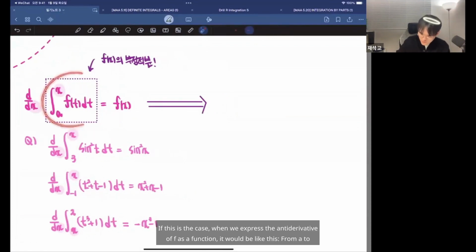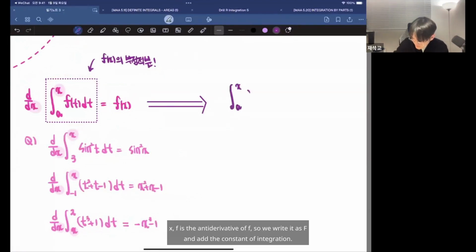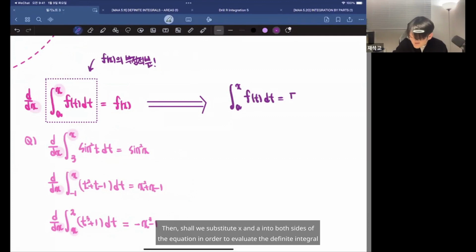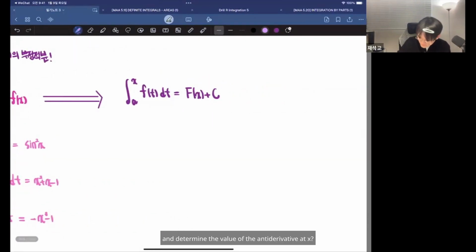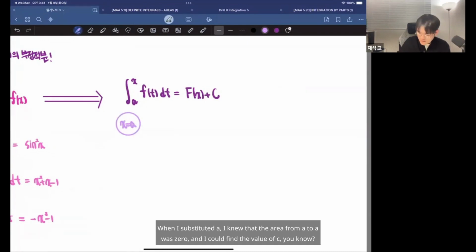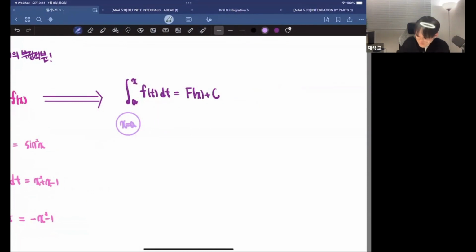If this is the case, when we express the antiderivative of f as a function, it would be like this. From a to x, the integral of f is the antiderivative of f, so we write it as F plus the constant of integration. Then, shall we substitute x and a into both sides of the equation? When I substituted a, I knew that the area from a to a was 0, and I could find the value of c.